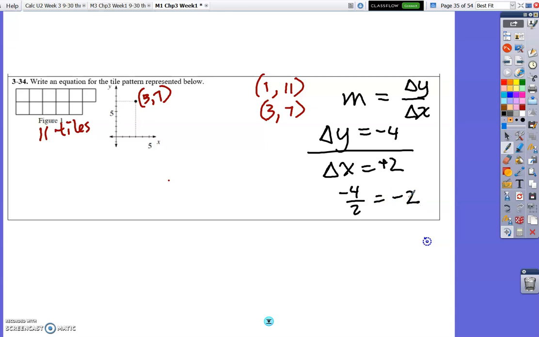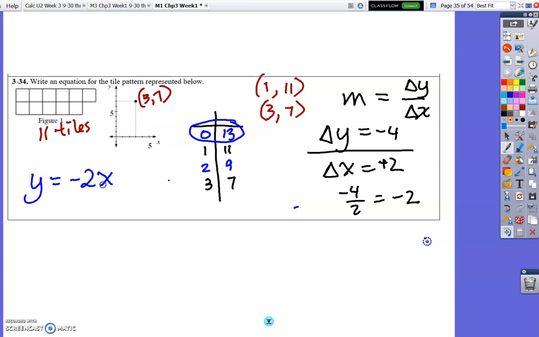So it's changing 2 tiles. It's decreasing by 2 tiles every time. So I could kind of build a table if you want. So I've got 1 and 3, and 1 is 11 and 3 is 7, and try to find the missing numbers. So what are these numbers? And mostly I don't really need the 2, but I need the 0. And if I'm decreasing 2 tiles, between 11 and 7 is the number 9, and right here is 13. And so now I know my y-intercept, and this one I'm doing all the way for you because I felt it was a little confusing. Negative 2x plus 13. And so that is how we'd write our tile pattern. So a fairly crazy problem. Good luck with it. Oh wait, I gave you the answer.